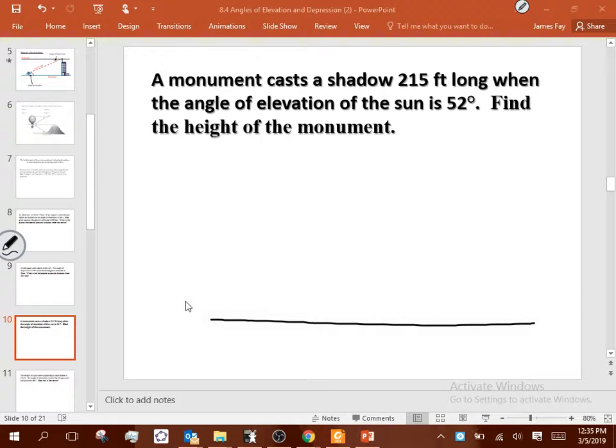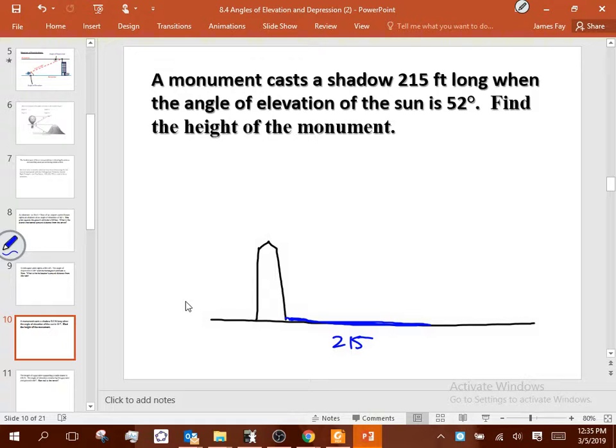Okay, so if I got a monument here, and it casts a shadow that's 215 feet. So I'm going to say that, do it in blue here, that shadow right there is 215. Okay, so where would that put the sun? In the sky, but where? To the monument, to the left of it, right?